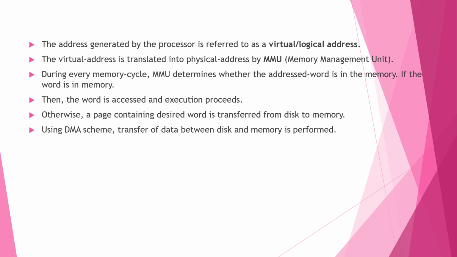The addresses generated by the processor are referred to as virtual or logical addresses. As I mentioned before, the processor will issue the address, and that address is referred to as a virtual or logical address. The virtual address is translated into a physical address by the MMU. During every memory cycle, the MMU determines whether the addressed word is in the memory. If the word is in the memory, then the word is accessed and execution will continue. Otherwise, a page containing the desired word is transferred from the disk to the memory. Using the DMA scheme, the transfer of data between disk and memory can be performed.